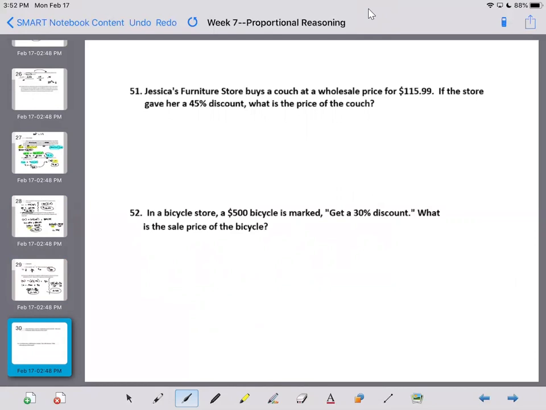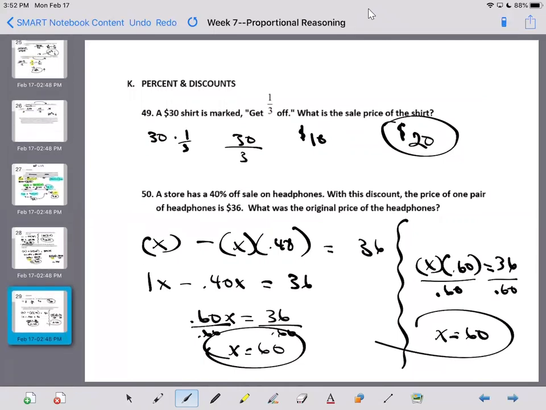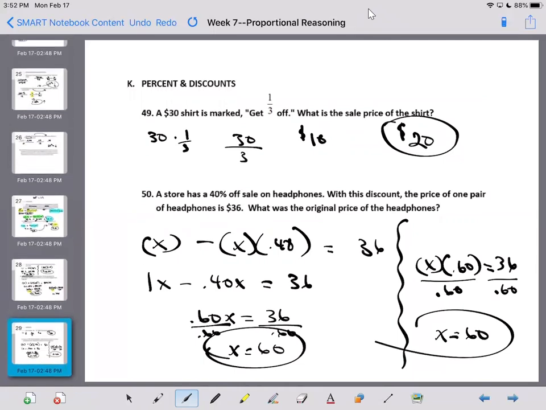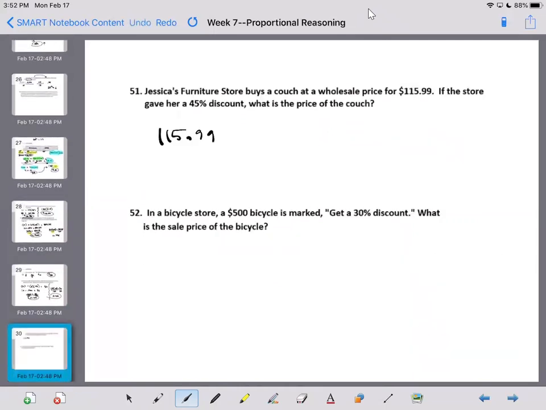So Jessica's Furniture Store buys a couch at a wholesale price for $115.99. If the store gave her a 45% discount, what's the price of the couch? So she's going to buy the couch at $115.99. The store gave her a 45% discount.